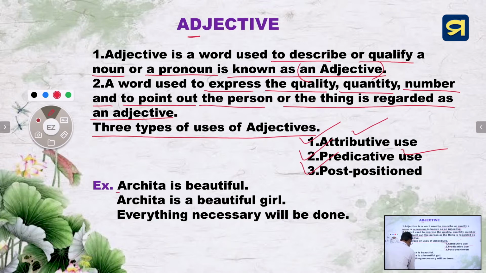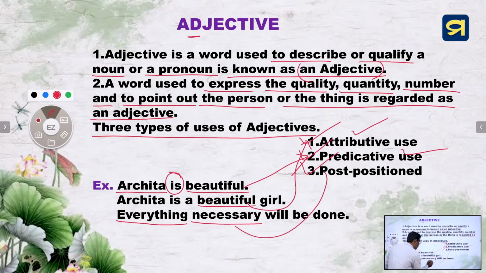Archita is beautiful. Here beautiful is the adjective. Why it talks about Archita? But you see after the link verb it is used. And that's why it is called what? Predicative. Number 2, Archita is a beautiful girl. You see, beautiful is the adjective. But here the adjective is used before noun. That's why it is called what? Attributive. Everything necessary will be done. Here is the noun, and an adjective is used after the noun. And that's why it is called postposition. So these are the 3 uses of adjectives.